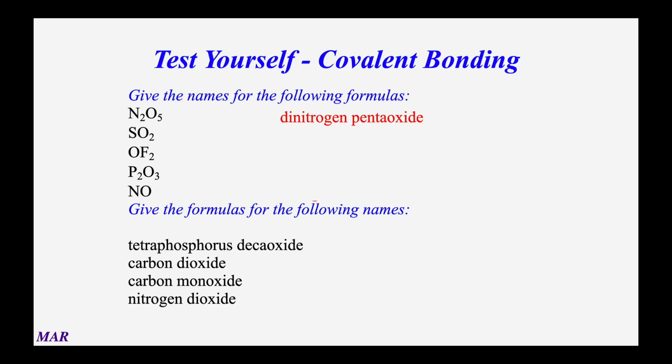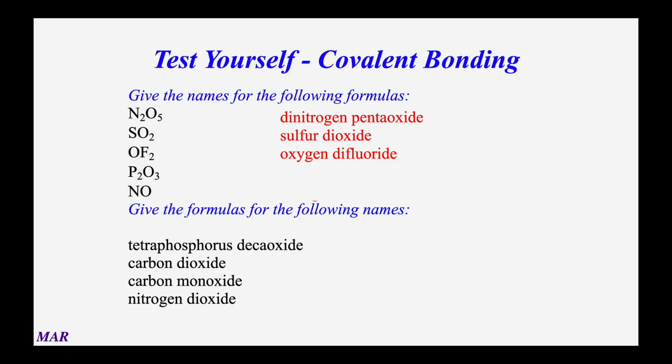The next one, sulfur dioxide, 1 sulfur, 2 oxygens, not too bad. The next one, oxygen difluoride. Notice that oxygen here is not oxide because it is more metallic than fluorine. Fluorine is, we'll see, the only one that can trump oxygen here.